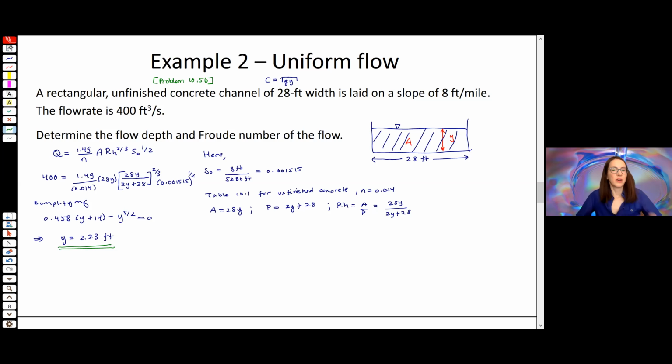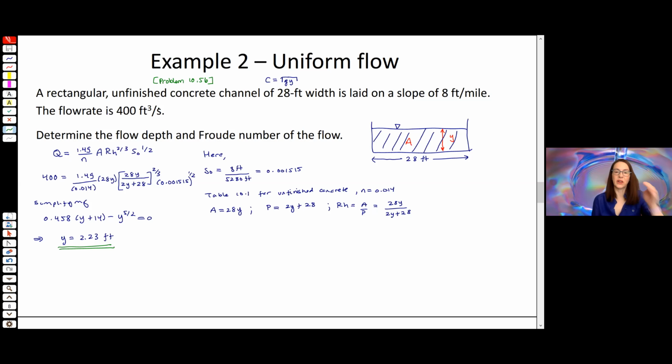We didn't know it, but we had an equation that was given in terms of the depth, sort of implicitly through the area and the hydraulic radius. Now, maybe you could ask, which version of the Manning equation do we use, the one for V or the one for Q? It's just a little simpler to use the one for Q here because we're given that the flow rate is 400 cubic feet per second.